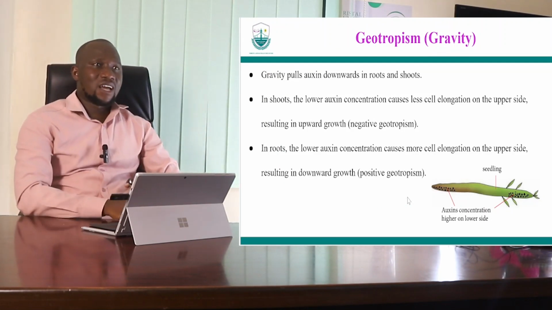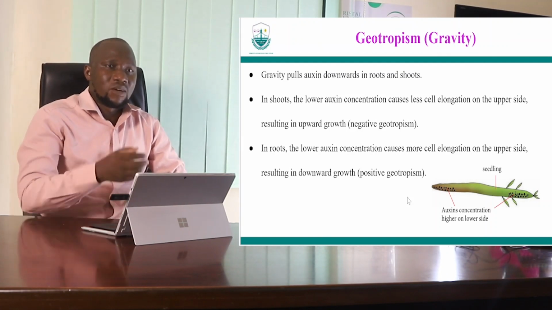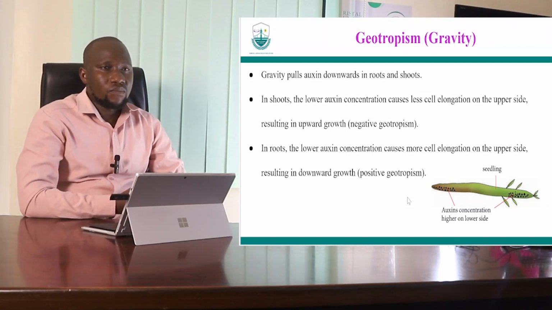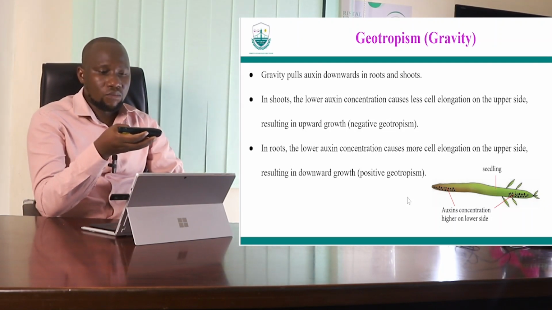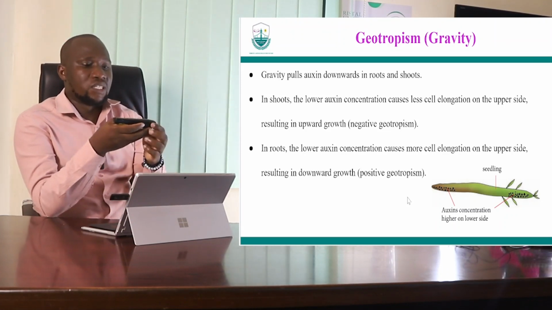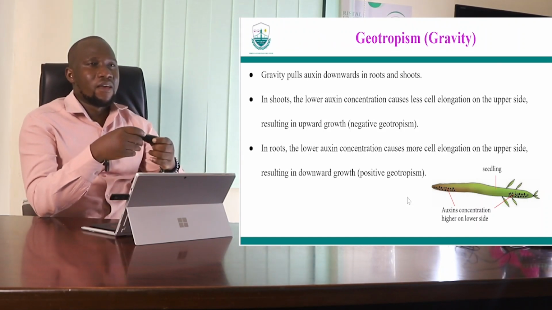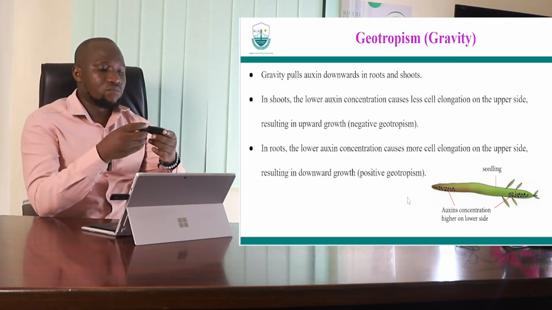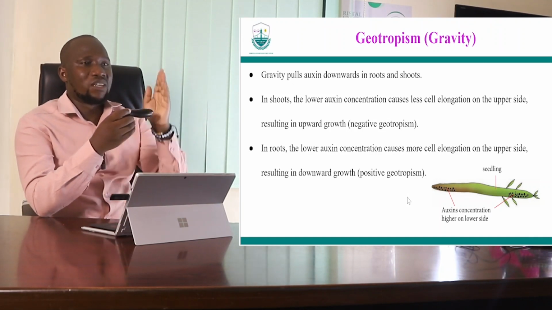So what happens? Can we explain geotropism using the concept of auxins? Yes, we can do that. So still, if you have a plant horizontally placed just like this, what will happen is that the auxins will be more on the lower part, okay, and less on the upper part. So where you have auxins more for the shoot, the part will grow upwards.